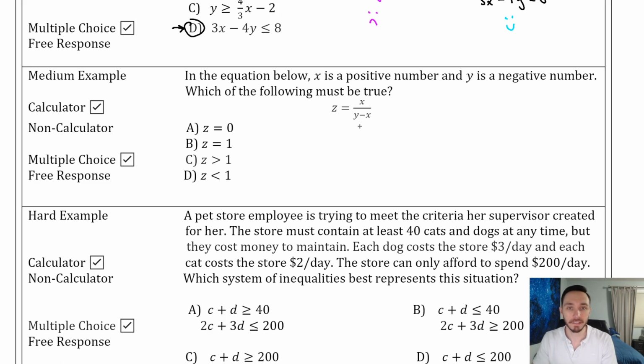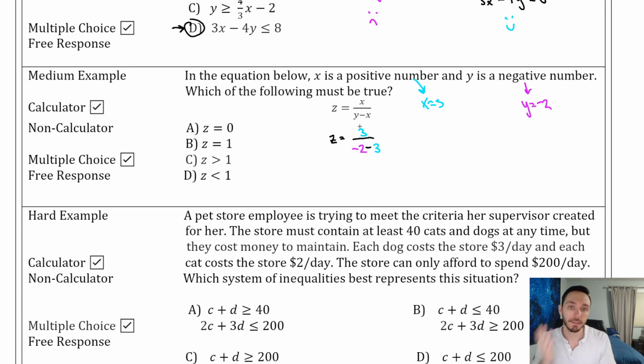So if x is some positive number, okay, maybe x is 3. And y is some negative number. All right, maybe y is -2. Which of the following must be true? Let's just plug these numbers in and see what happens. So I would get z here is equal to 3 over, so it's going to be -2. I want to use pink for that. And then it looks like it'll be a -3 because there was already a minus here in front of this x.